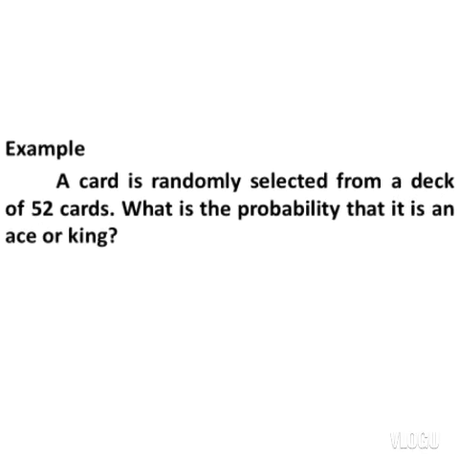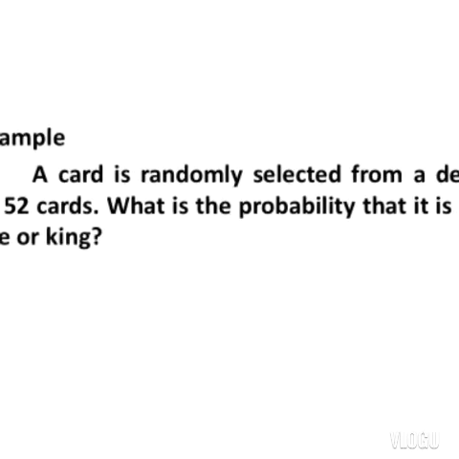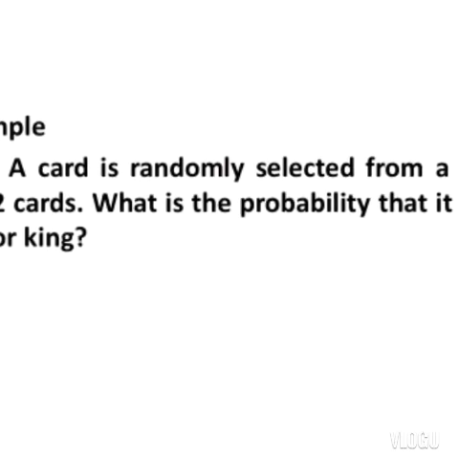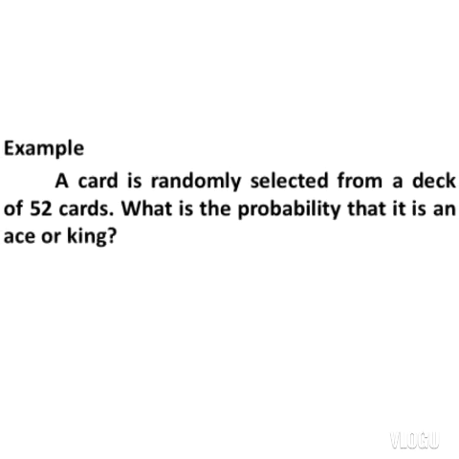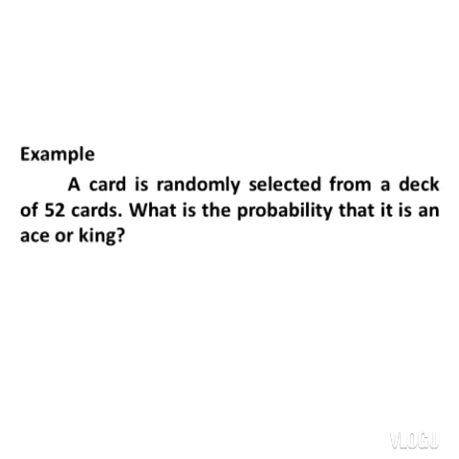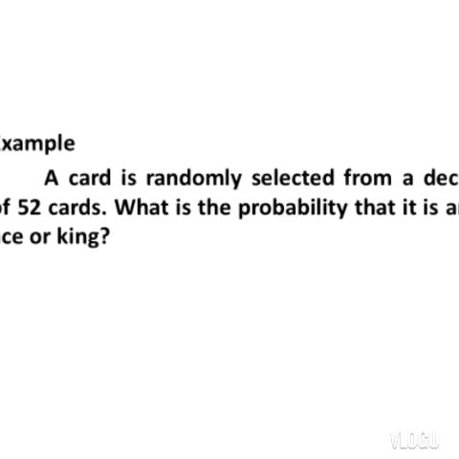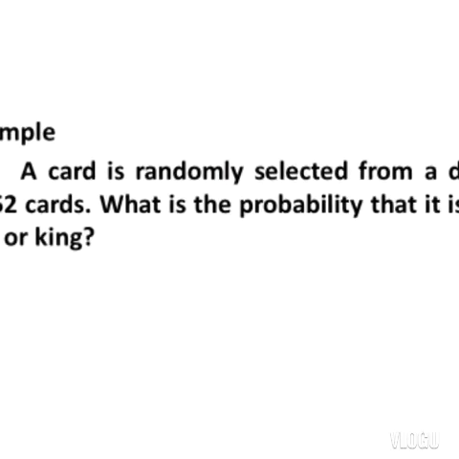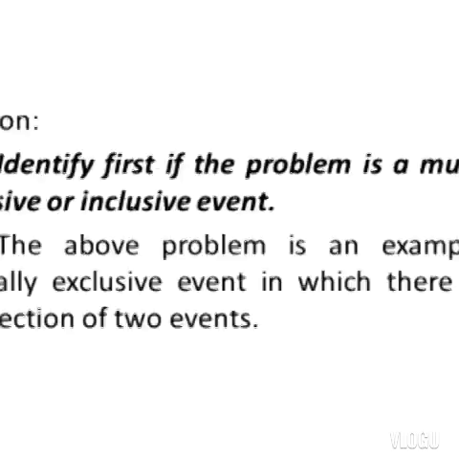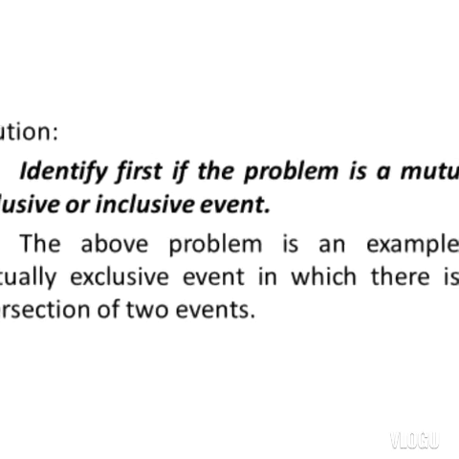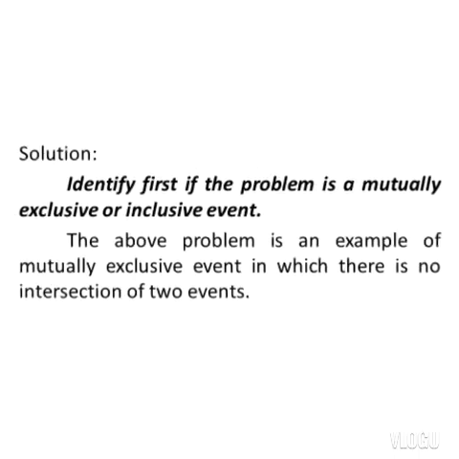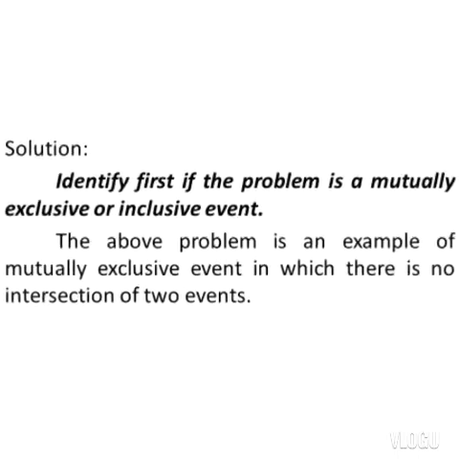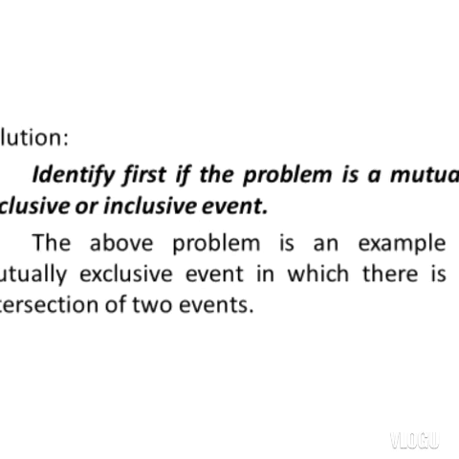A card is randomly selected from a deck of 52 cards. What is the probability that it is an ace or a king? Kindly think of our problem. Can the events happen at the same time, is it a mutually exclusive or inclusive event? That event is an example of a mutually exclusive event because an ace and a king don't have an intersection or a common event.